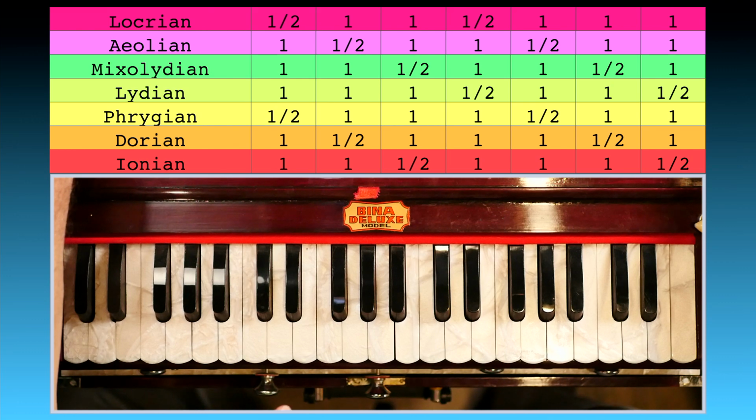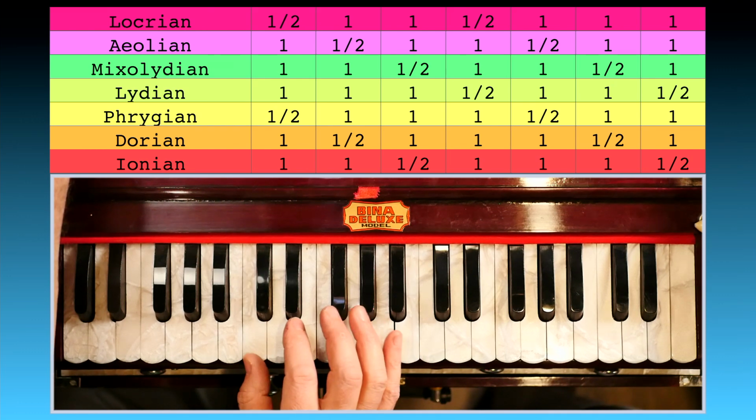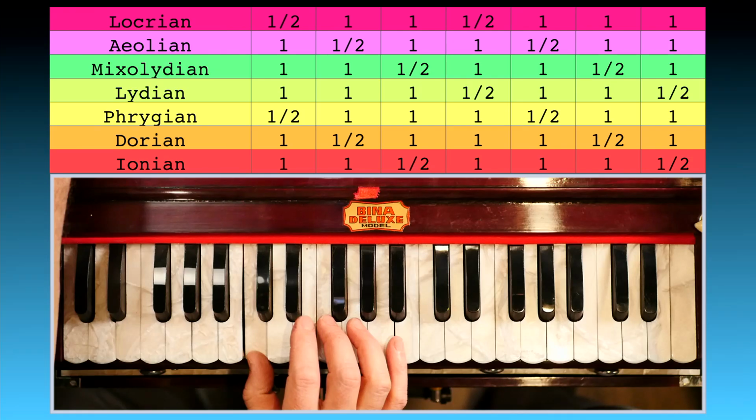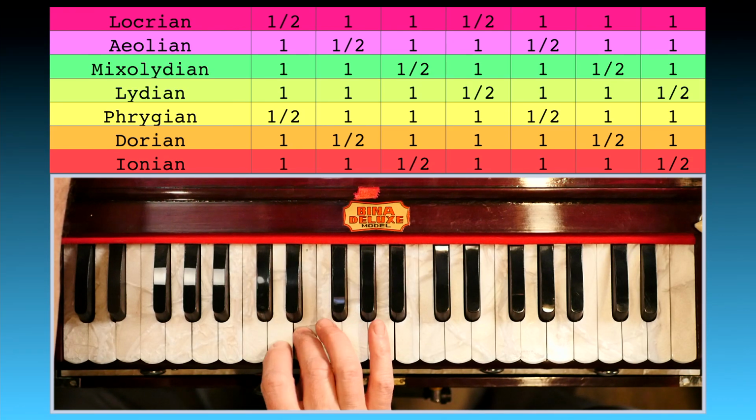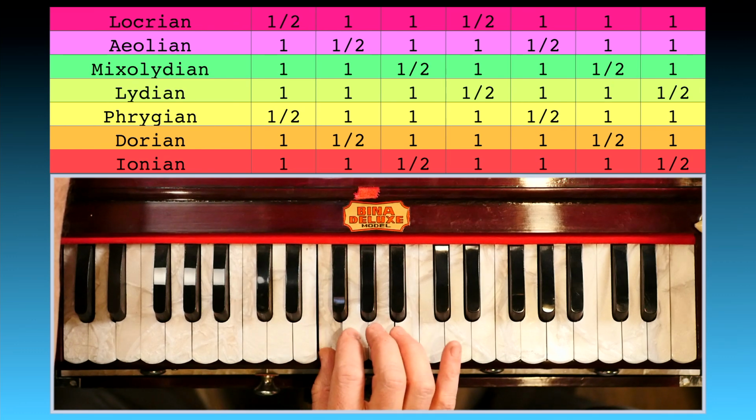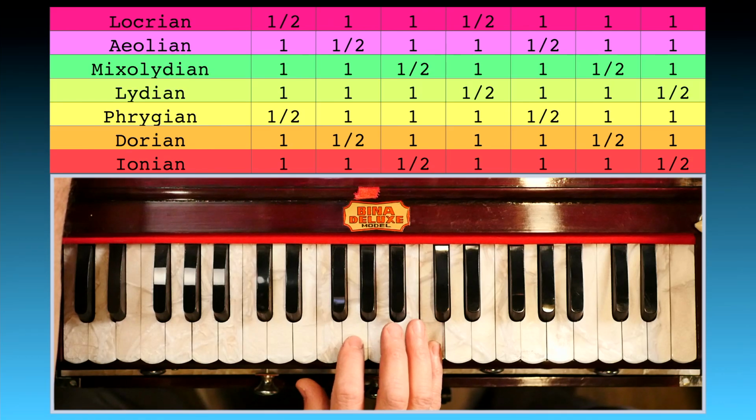All the way down at the bottom, the red one, Ionian. We're going to start on C, and we're going to go up. So here we go. 1, 1, half, 1, 1, 1, half.